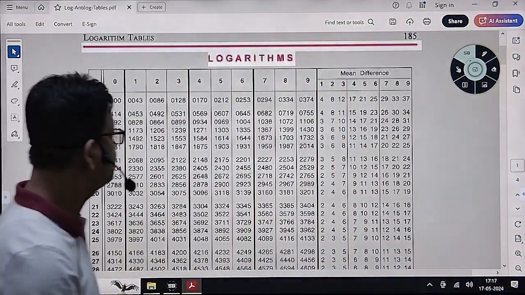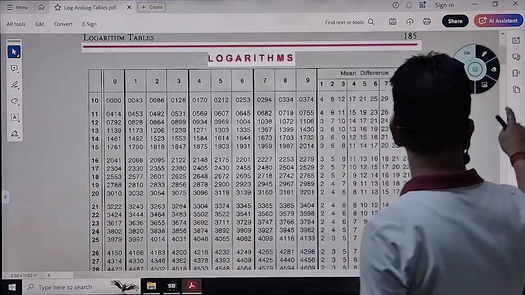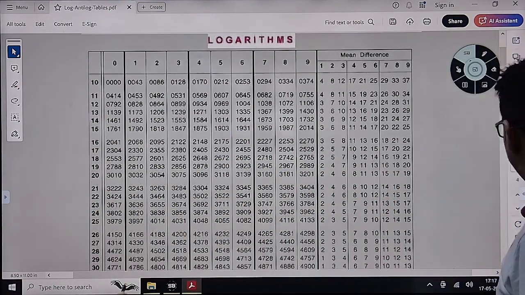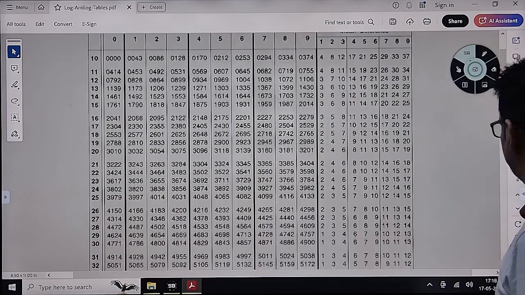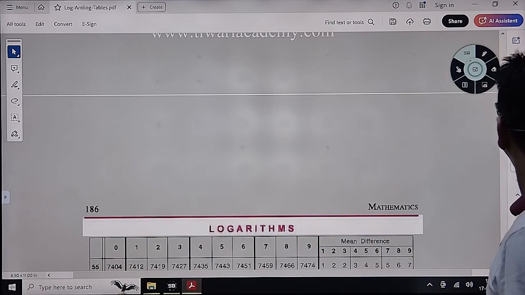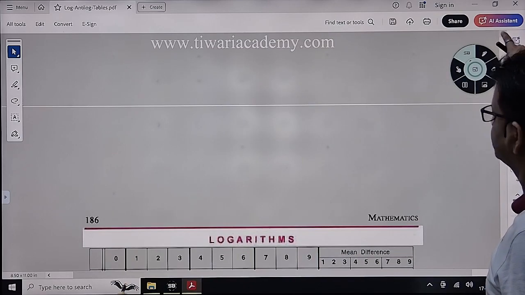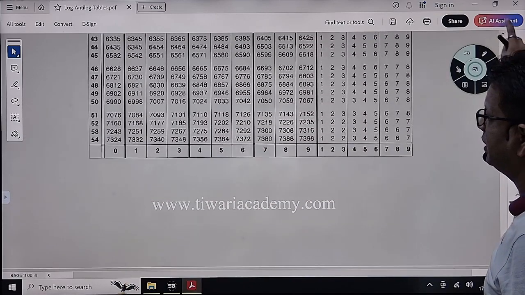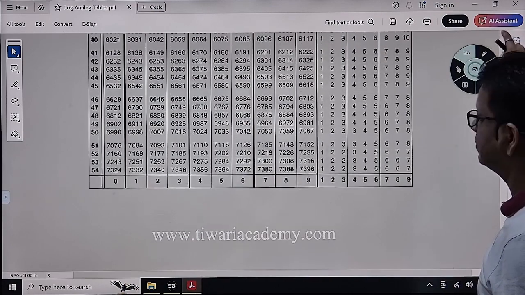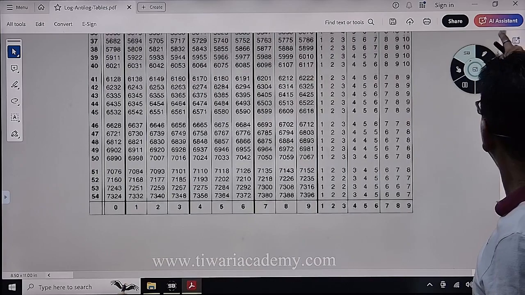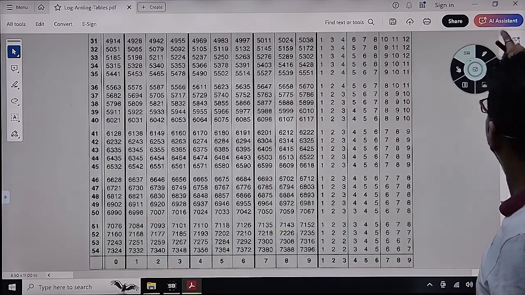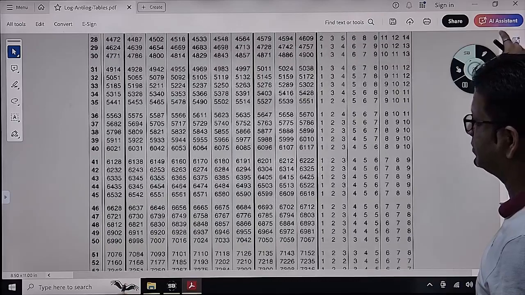So find out where 48 is in this column. Is it 48 or 46? Sorry, 48. So you find out 48. Where is 48 in the table? Just a minute. Done? So in 48, what is the next digit? 0. Was it 06? Okay, 4806. Let me find the table.